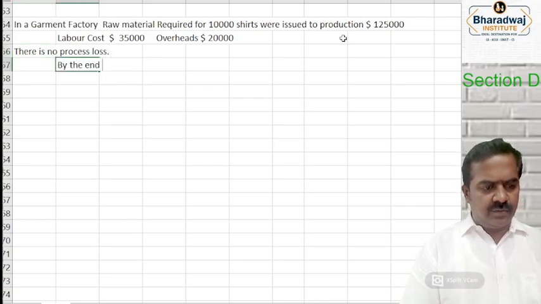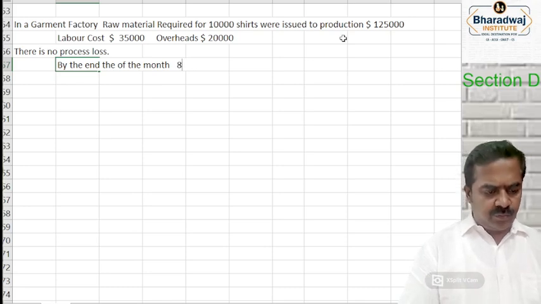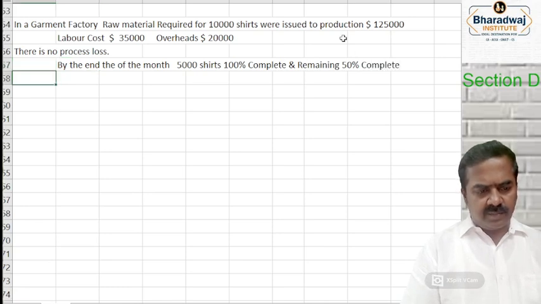By the end of the month, 5,000 shirts are 100% complete, and the remaining 50% complete. Allocate the cost.